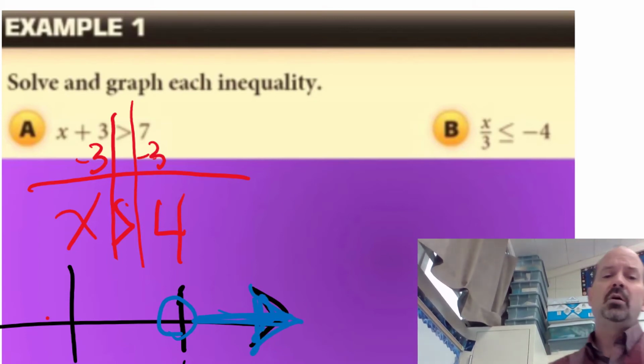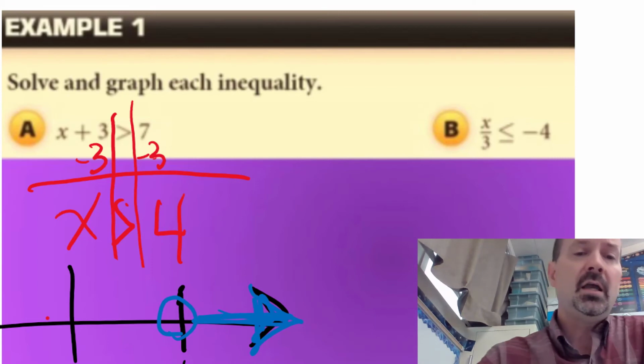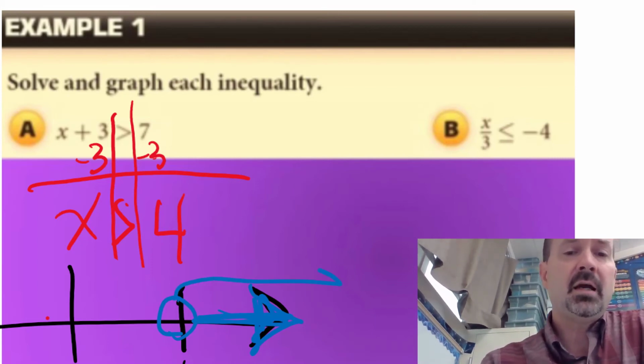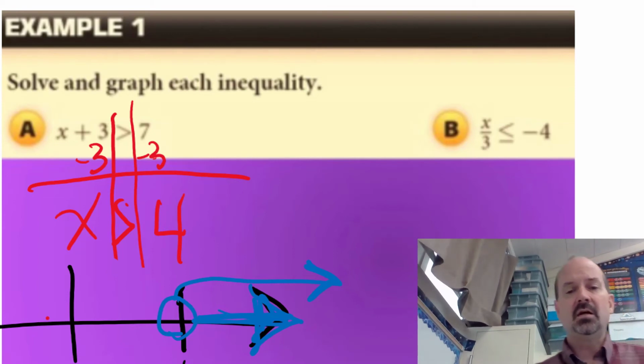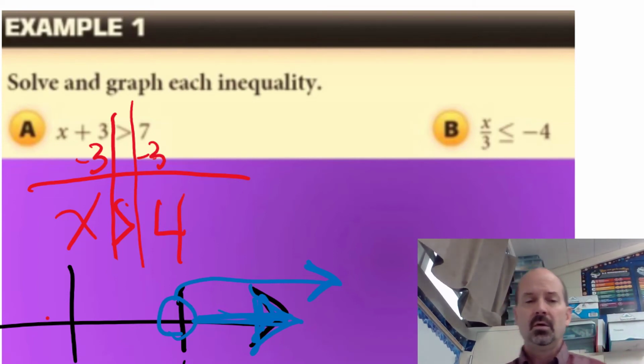Now, if you don't have multiple colored pens like I do, I usually just draw the line above the number line so you can still see it like that. Just draw the arrow above it, and that solves the problem of not having another color.